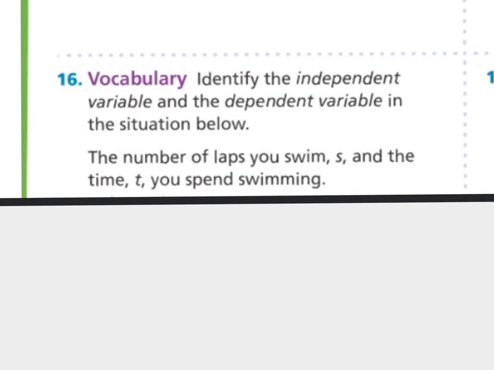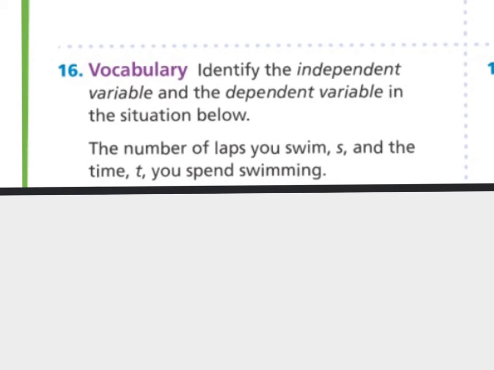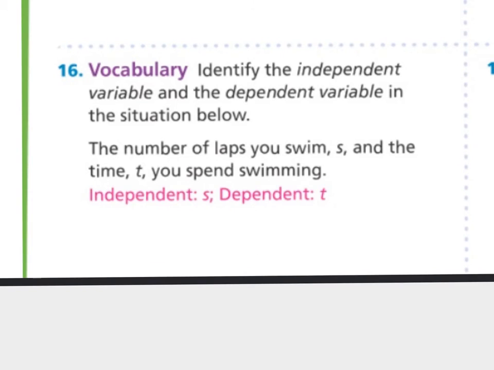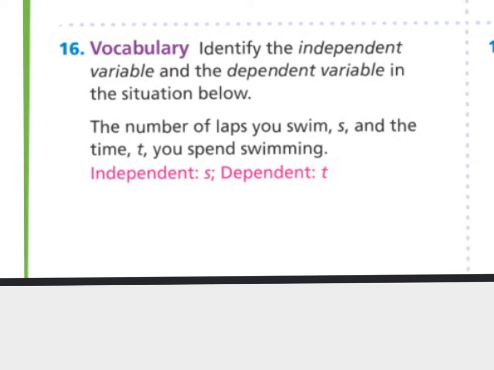For 16, number of laps you swim and the time you spend swimming. So does the number of laps depend on how long you swim, or does the time you spend swimming depend on the number of laps you swim? And in this case, the independent would be the laps and dependent would be the time. Time you spend swimming depends on how many laps that you're going to go. Makes sense.